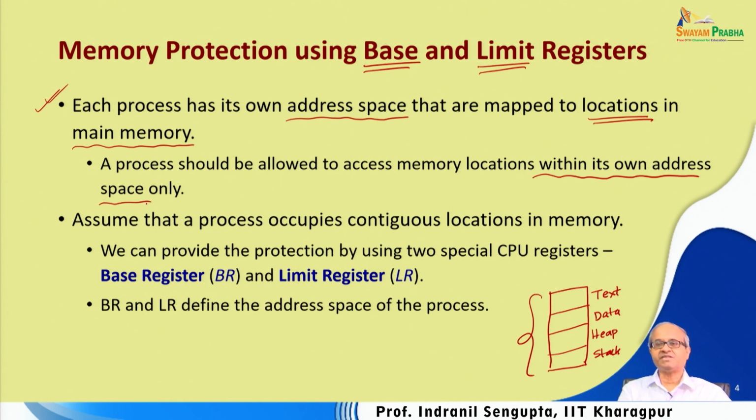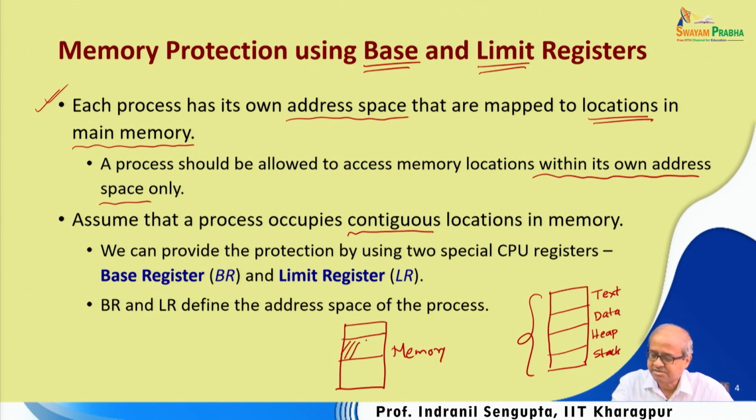To start with, let us keep things simple. Let us assume that a process occupies contiguous locations in memory, which means this is my memory unit. A process is allocated space as a single chunk somewhere in memory, contiguous or consecutive memory locations.